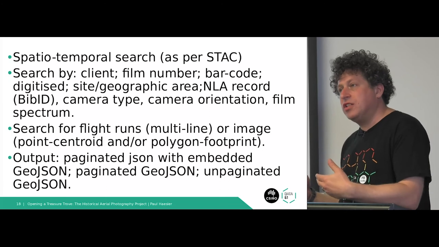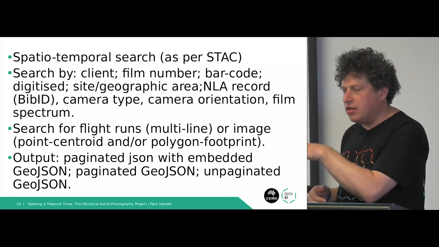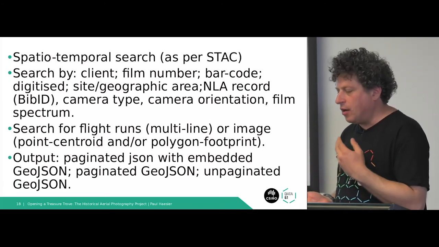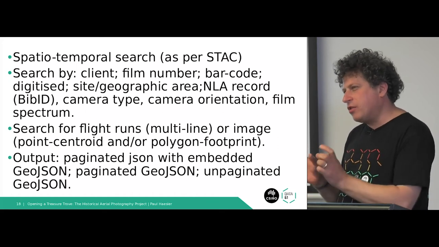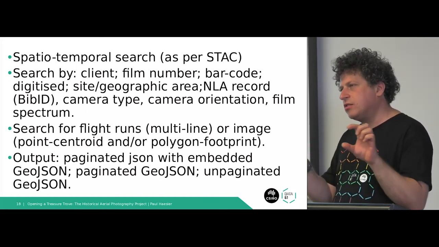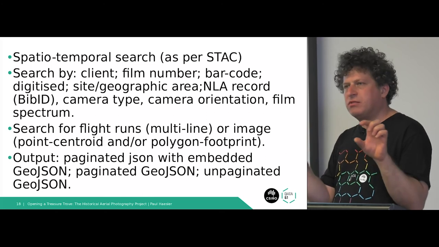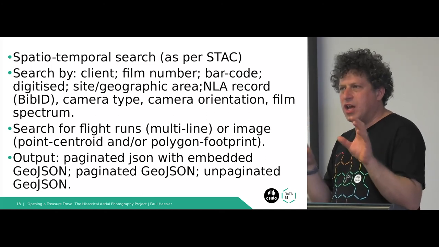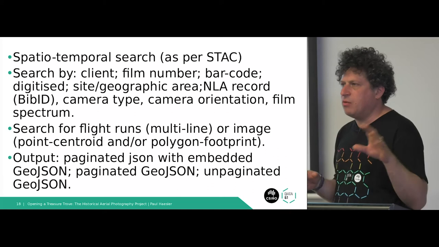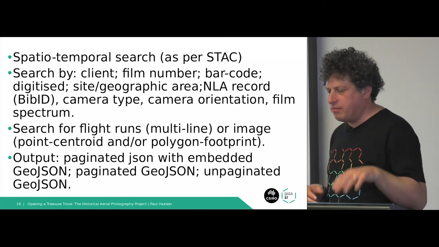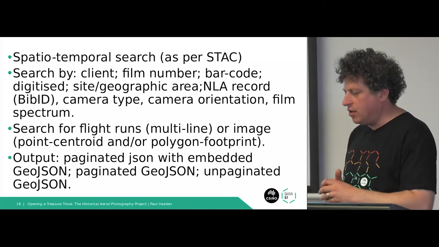Whether or not the imagery is digitized yet is a Boolean flag. You can only search for the digitized imagery. We can search by site and geographic. There are about three or four fields in the database that hold an alphabetic geographic name for where the site is, and we do pattern matching in all of them to get that working.